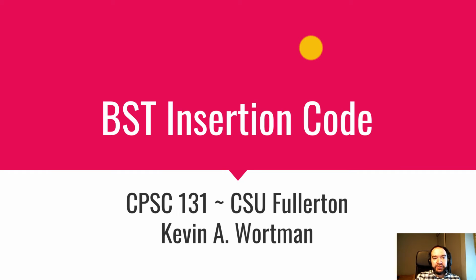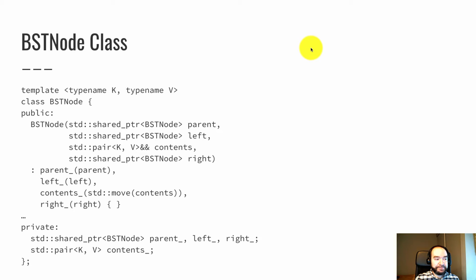Hi, this video covers some C++ code that implements the binary search tree insertion algorithm from the previous video. If you haven't watched that video yet, definitely watch it because this builds directly on that algorithm idea. We're really only going to present the code here. First, let's review the data types that we have for our binary search tree.